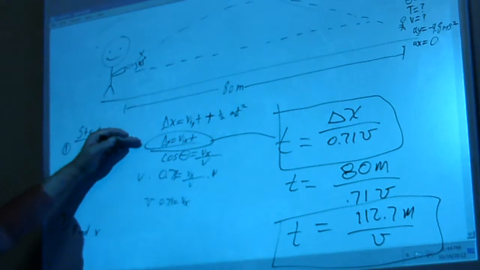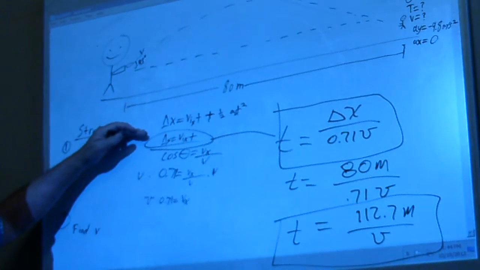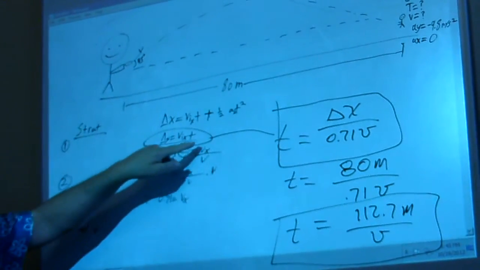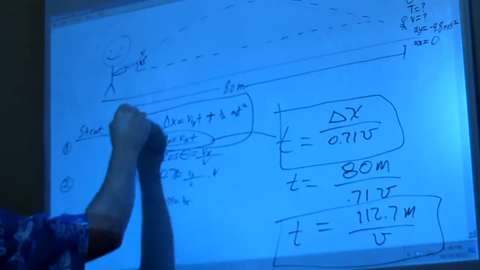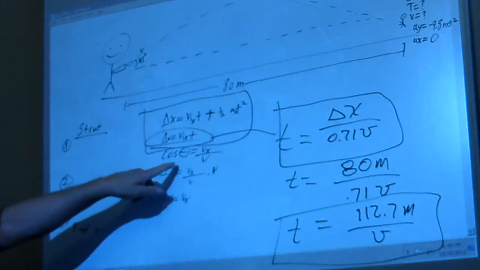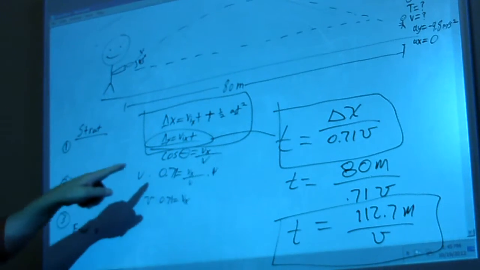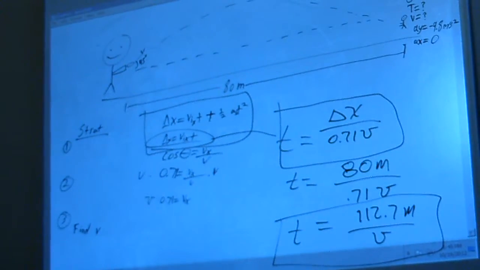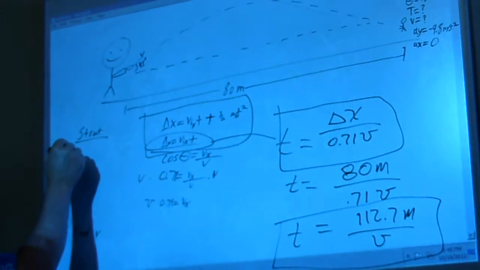So our first step was getting an expression for delta x, right? That's what we did here in terms of Vix. Then our second step was an expression for Vix in terms of v. Write that in the strategy, guys. Right? First, step 1. What did you do? Found an expression for delta x.